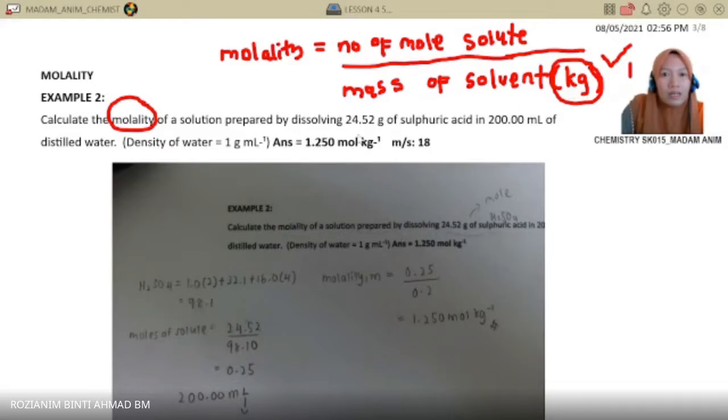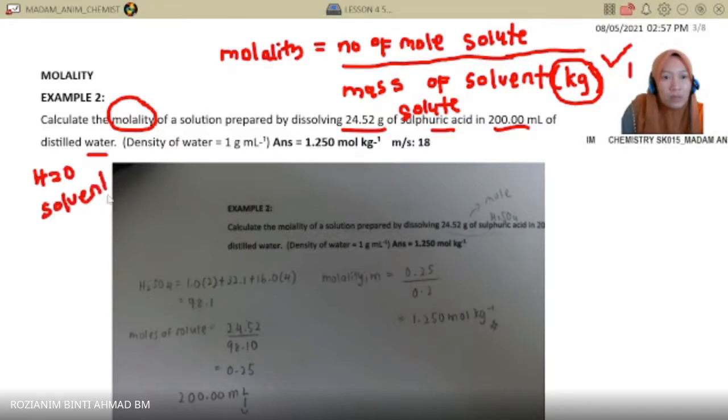So, what is asked here: when 24.5 gram of sulfuric acid is dissolved, this means it is our solute, in 200 ml of distilled water. Clarify, this is our solvent. Who is our solution? The combination, the mixture of the solute sulfuric acid plus water.